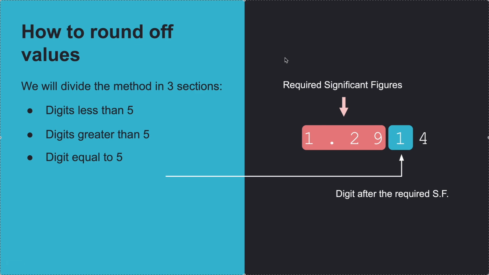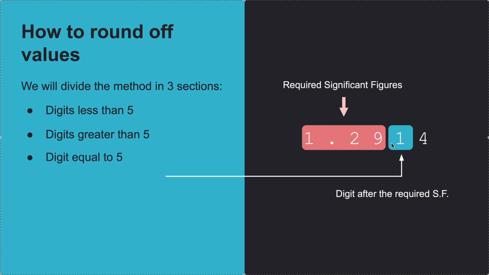Now, firstly, we will look at the right side of the slide here. We have the value 1.2914 here. So 1.29 is boxed in red color, simply indicating the number of required significant figures. And just a heads up for you guys, from here on, all the examples will have only three required significant figures.